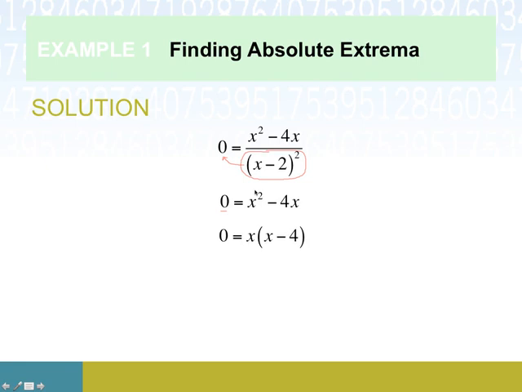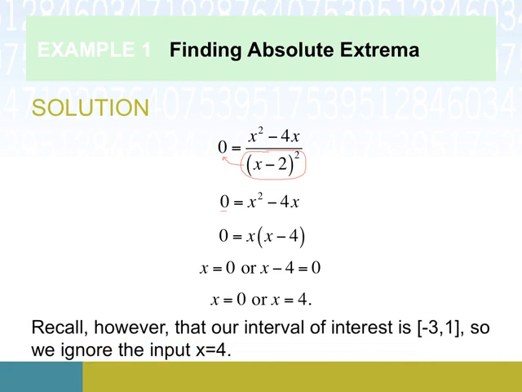Pull out a factor of x. We're left with x minus 4. And then we've got two solutions, x equals 0 and x equals 4. But one thing to keep in mind is that the interval that we were asked to look at is only -3 to +1. So x equals 4 is actually outside of that list of consideration. So we're not going to use that as part of our answer since it's outside the interval. So really we've only got one critical point to consider, x equals 0.